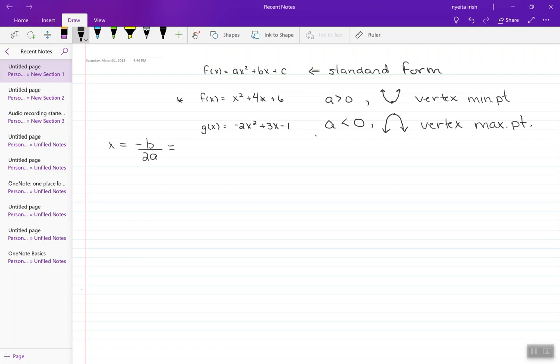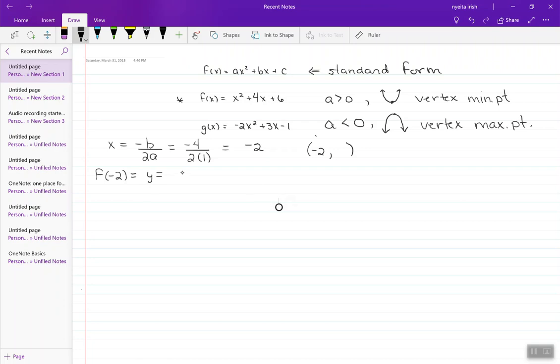So then I plug in the 4 for b, the negative is part of the formula, and then 2 times a. So -4 divided by 2 is -2. The vertex then was at -2, but to find the y part of that, I need to take my number and plug it back into the equation to find the y value.